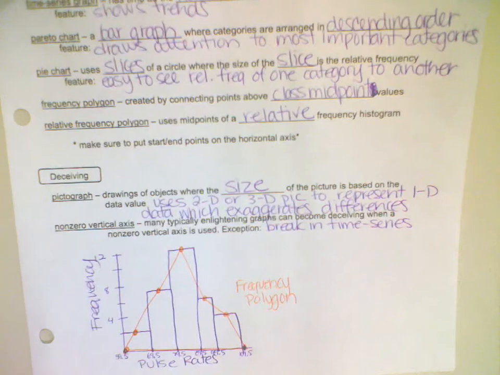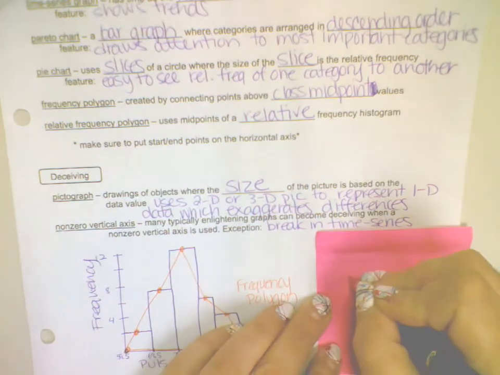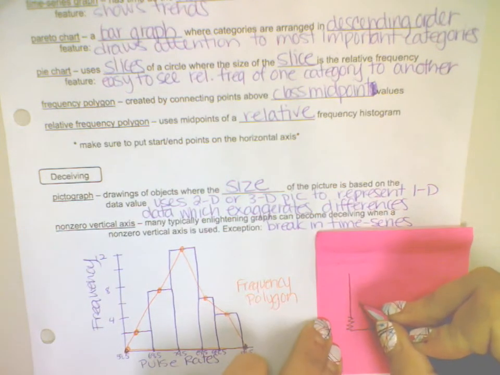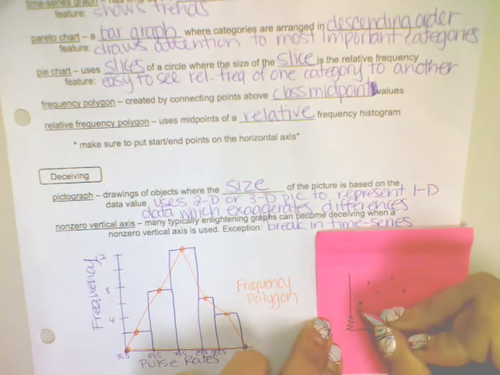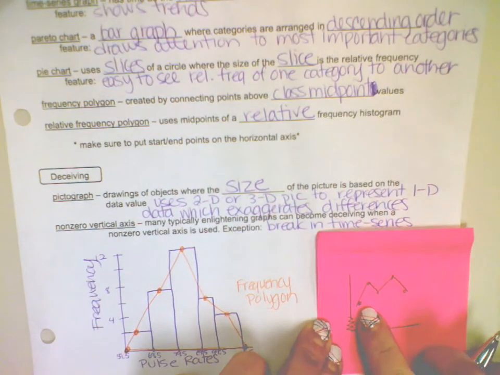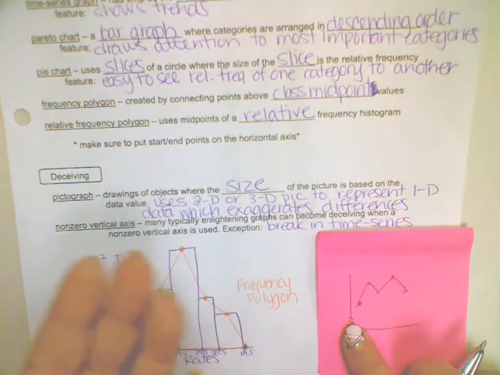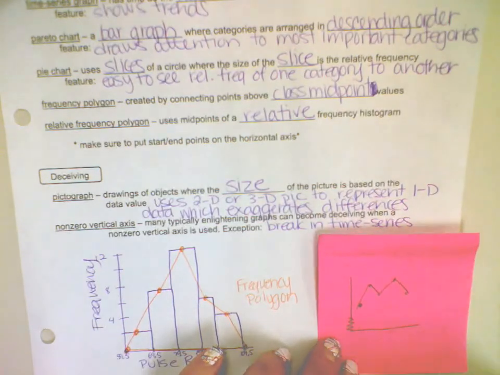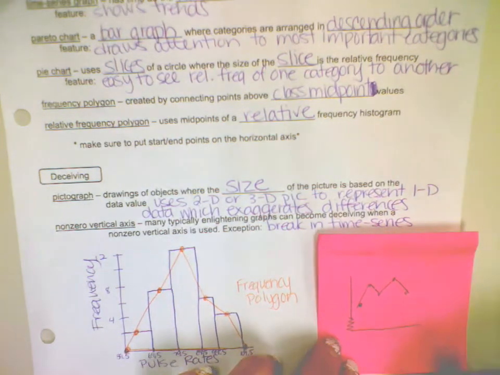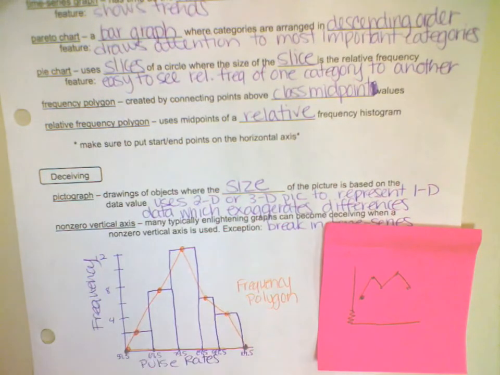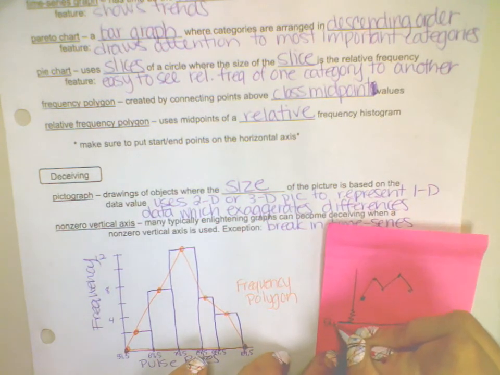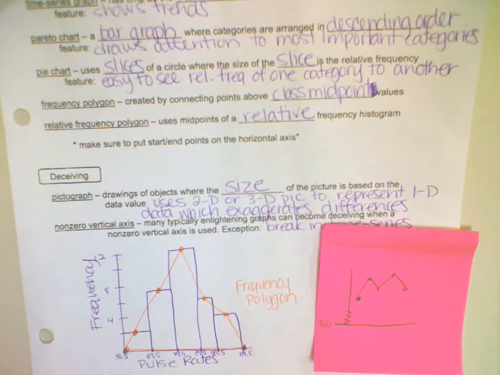I put exception, break in a time series graph. What I mean by that is if you have something like this on your vertical axis and you have a time series graph where you're literally just connecting point to point, as long as everything was above the break, which you wouldn't put a break in if it weren't, then in this case the non-zero vertical axis really wouldn't make a difference. So that's the exception to the rule. Other than that, anytime you use a non-zero vertical axis, meaning you try to start down here at 50 or something, then it's going to be a deceiving graph.